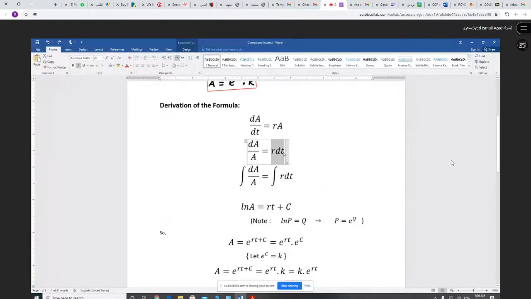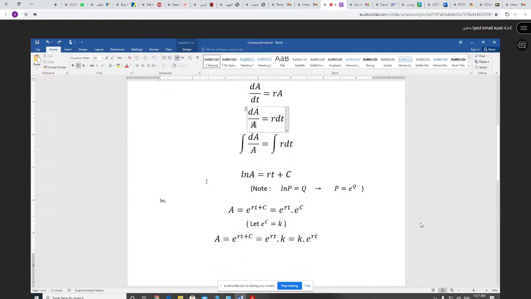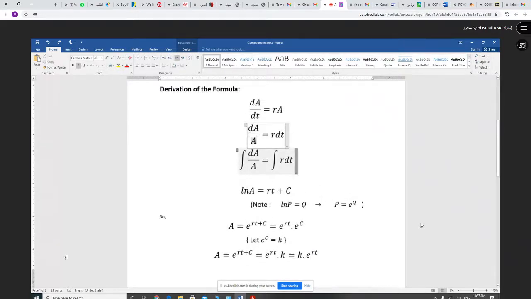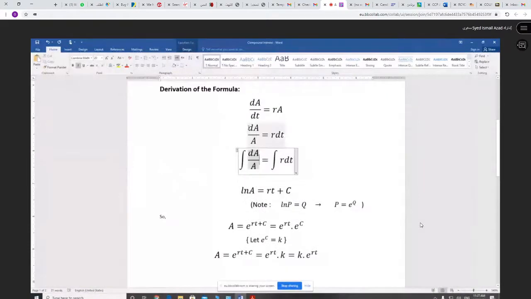R is a constant. Now see, if you want to solve this differential equation, what we are going to do is take the integral on the left hand side and the integral on the right hand side. This is how we solve variable separable differential equations. So this is what you get: I take the integral on the left hand side and the integral on the right hand side.